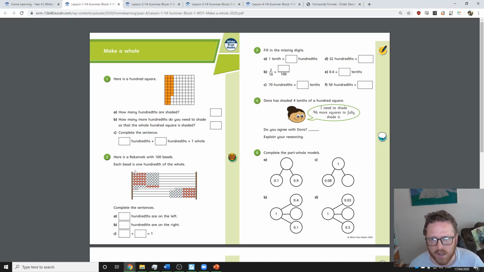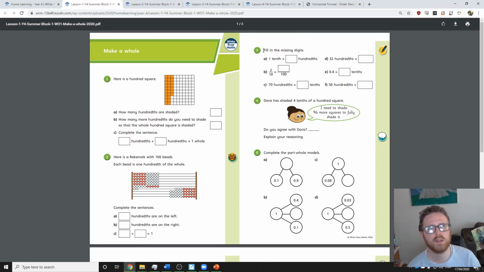Here is a rekenrek with 100 beads, kind of like an abacus. Each bead is 1/100th of a whole. Oh, look, again, we've got 100 beads. Each bead means 1/100th of the whole amount of beads. Again, you've got some little calculations to do here. Now, we've got to fill in the missing digits. 1/10 is how many hundredths?